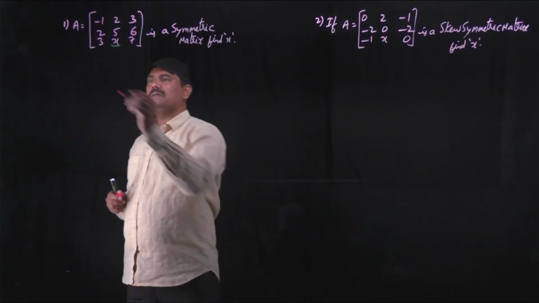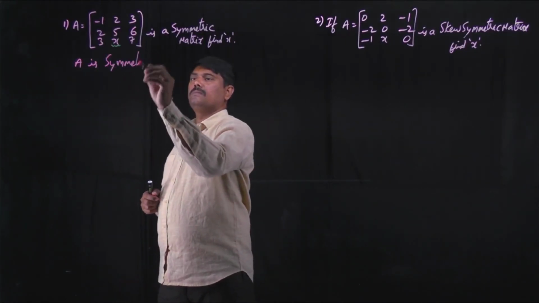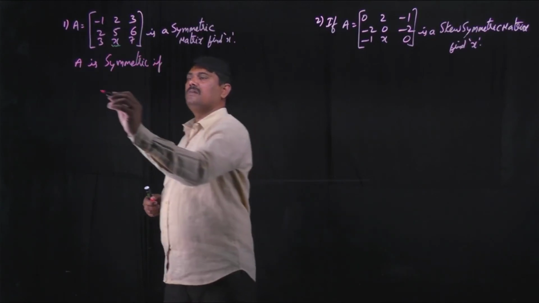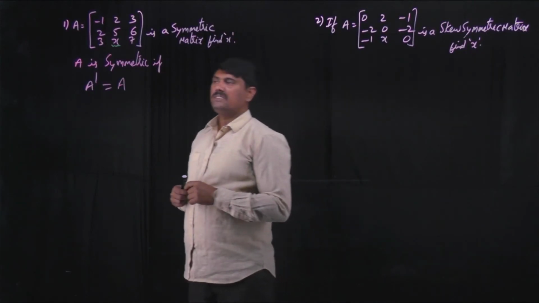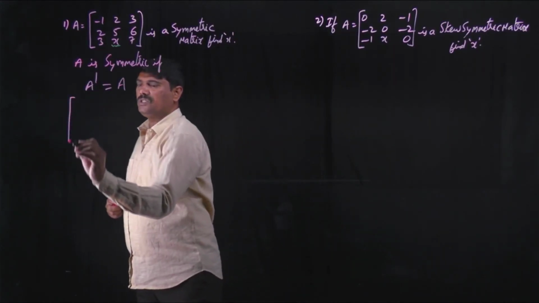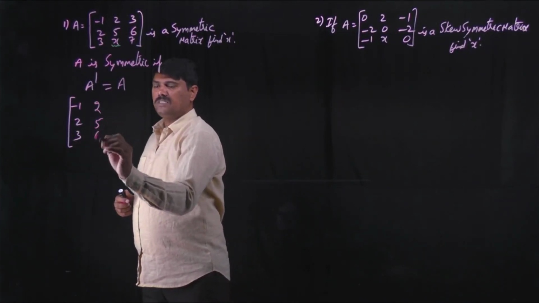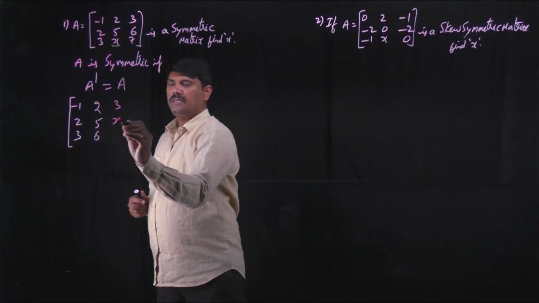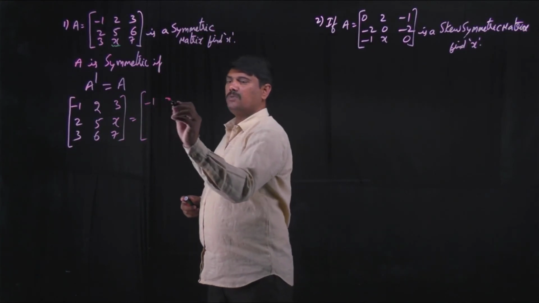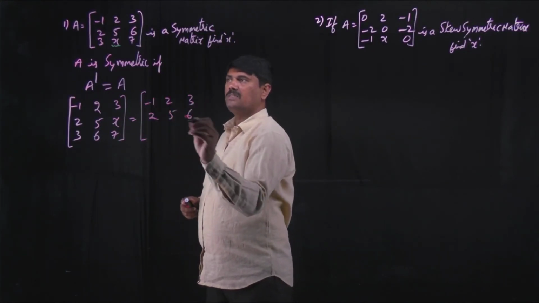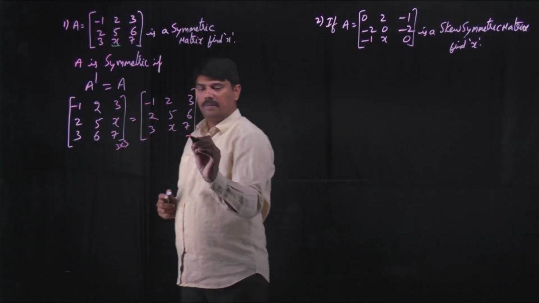But as per the concept, A is symmetric, what is the definition? If A dash is equal to A. So the matrix A is symmetric if A dash is equal to A. Now what is A dash? Minus 1, 2, 3 as first column, 2, 5, 6 as second column, 3, x, 7 as third column. Consider A here: minus 1, 2, 3, 2, 5, 6, 3, x, 7. So both are 3 by 3 square matrices.